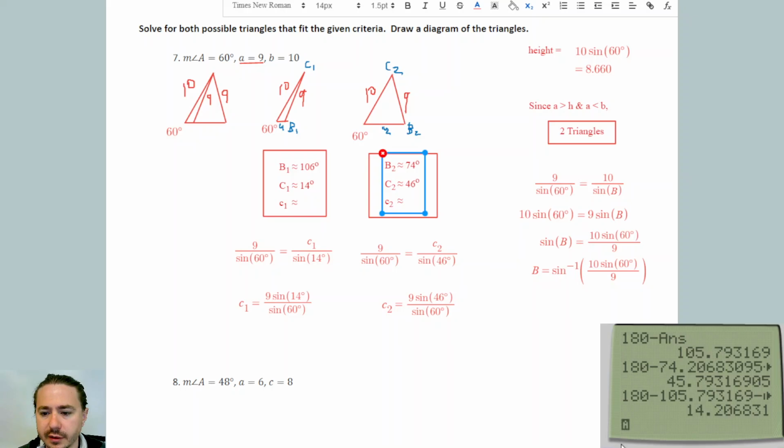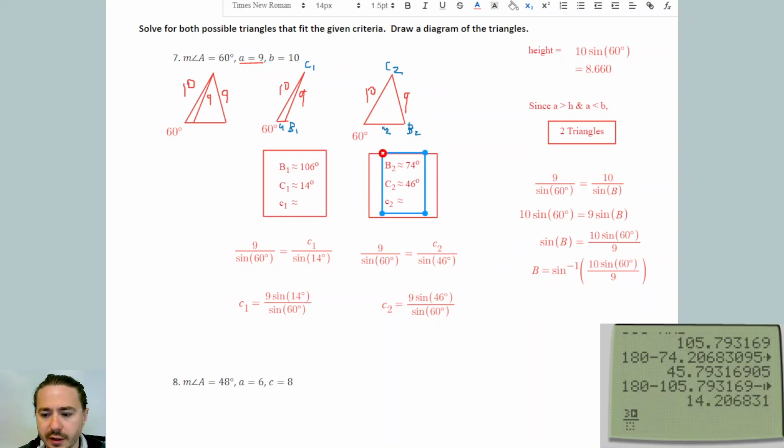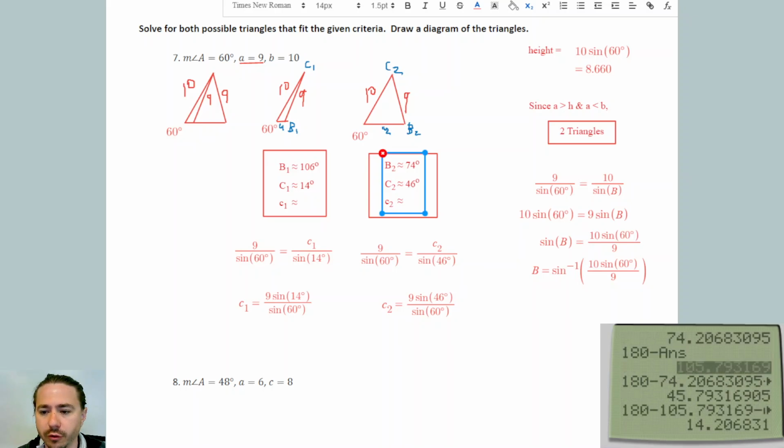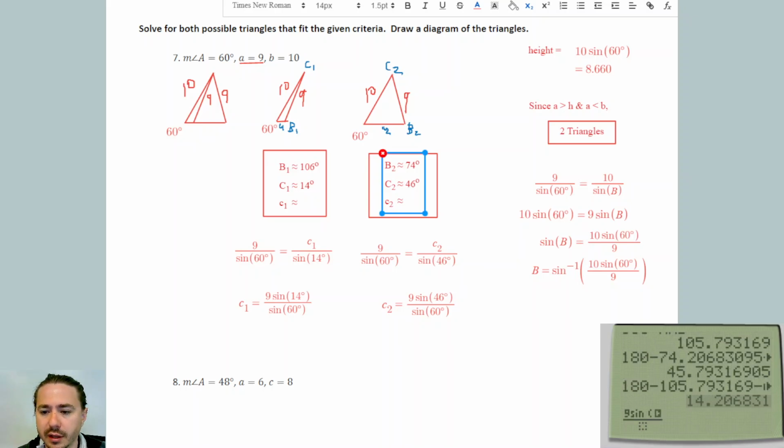So we've got 9 times the sine of 14. And really, if you want to be a little bit more accurate here, let's not use 14. Let's use what we actually got. Instead of 14, we got this 14.2. You'll be a little bit more accurate there. Over the sine of 60.